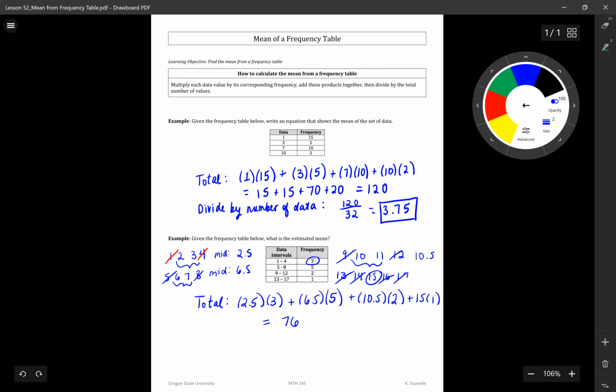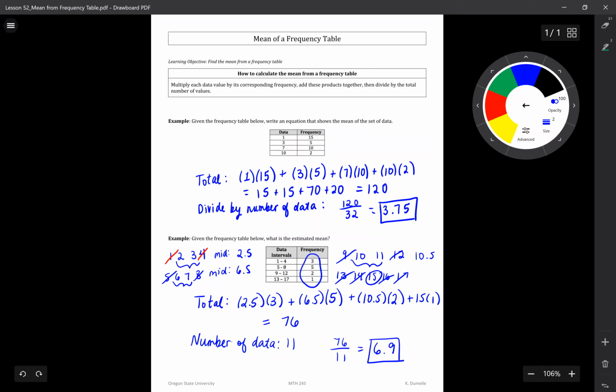And how many frequencies do I have? How many data values do I have? Well, I need to add these frequencies up, and I get 11. So my mean here is 76 divided by 11, which is 6.9.